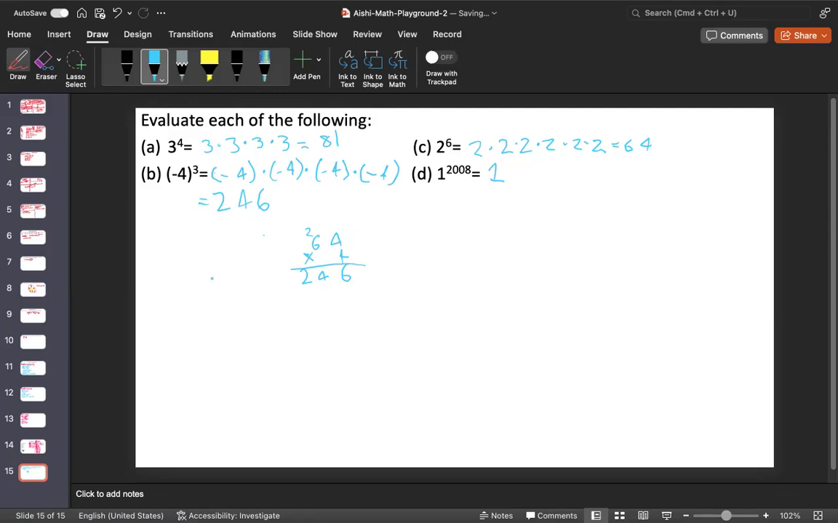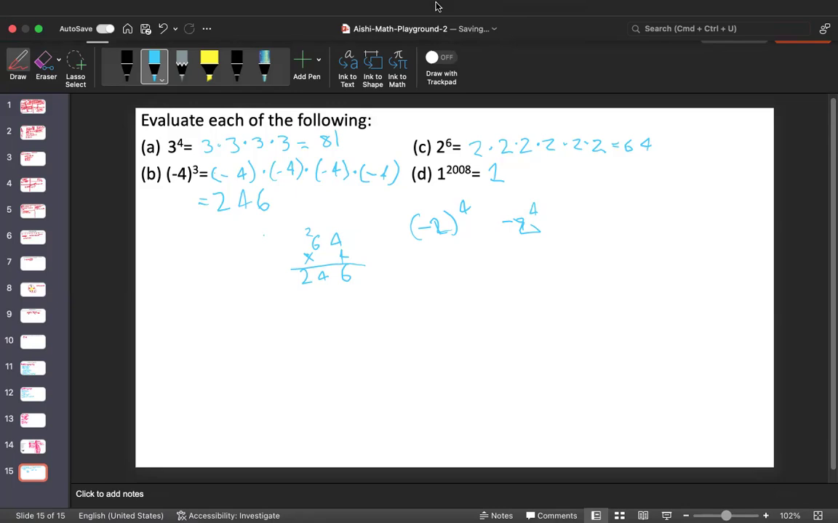Okay, so I want you to think about something. I'm going to give you a challenge problem. Think about it. Are -2 to the power 4 and -2 to the power 4, I mean like this, (-2) to the power 4 and -2 to the power 4 equal? Good challenge and good luck.